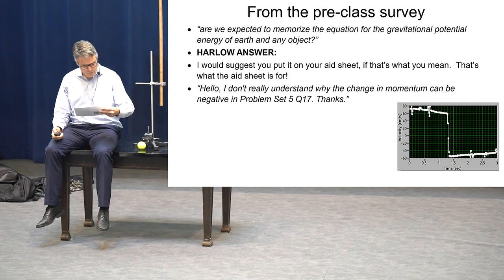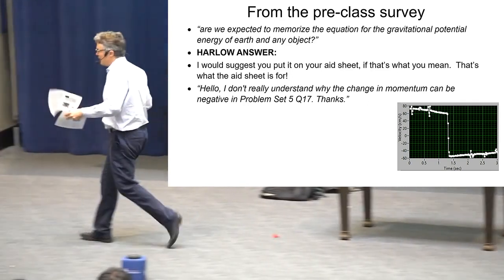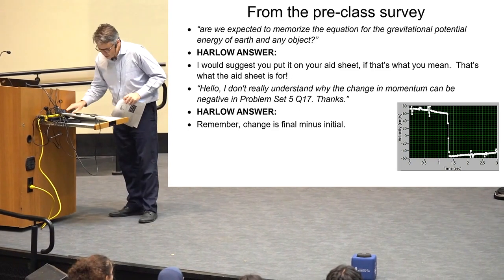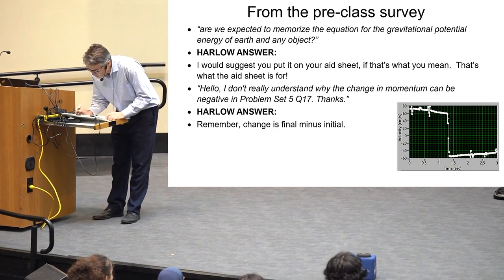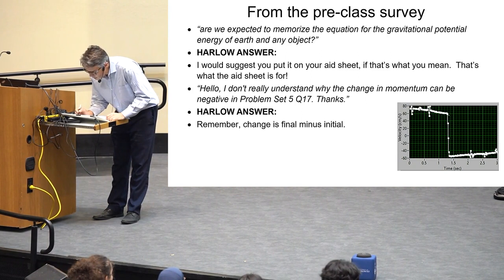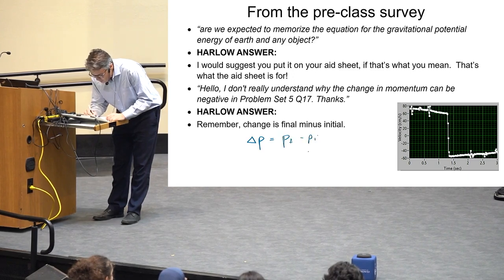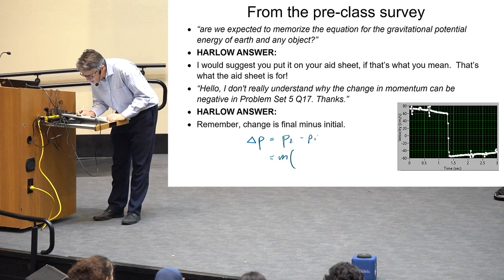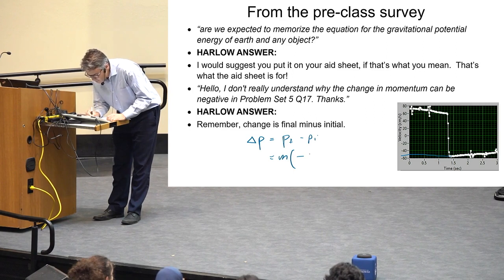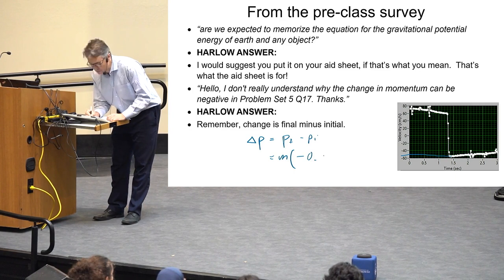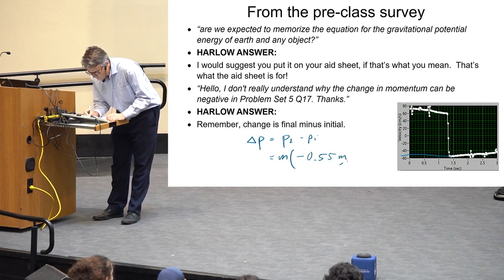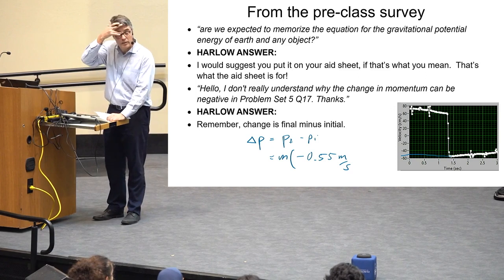Someone doesn't understand how the change in momentum can be negative. My answer to that really is just it's final minus initial. This is from problem set 5 this week, question 17. What you've got is delta P equal to P final minus P initial. So it's going to be the mass times something negative, maybe 55, so that's 50 centimeters. So it's probably 0.55 meters per second, right? Because you have to convert from centimeters to meters.